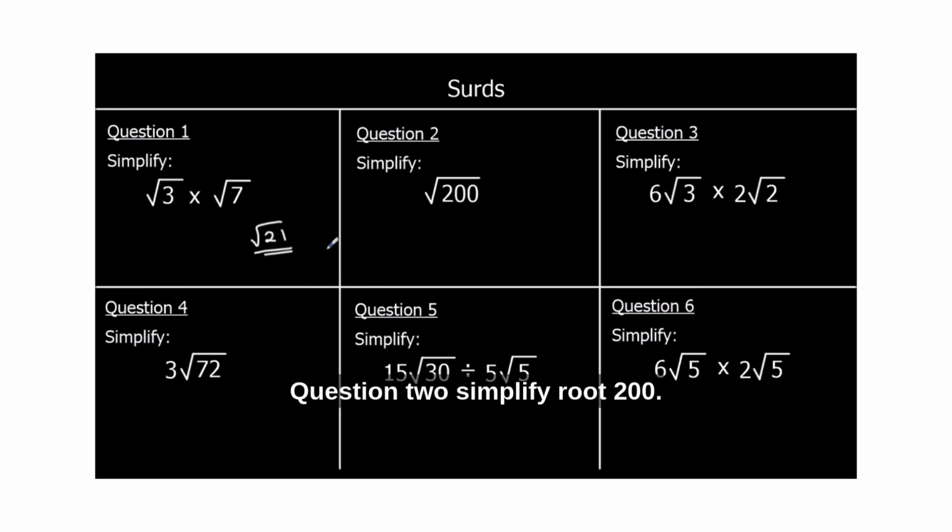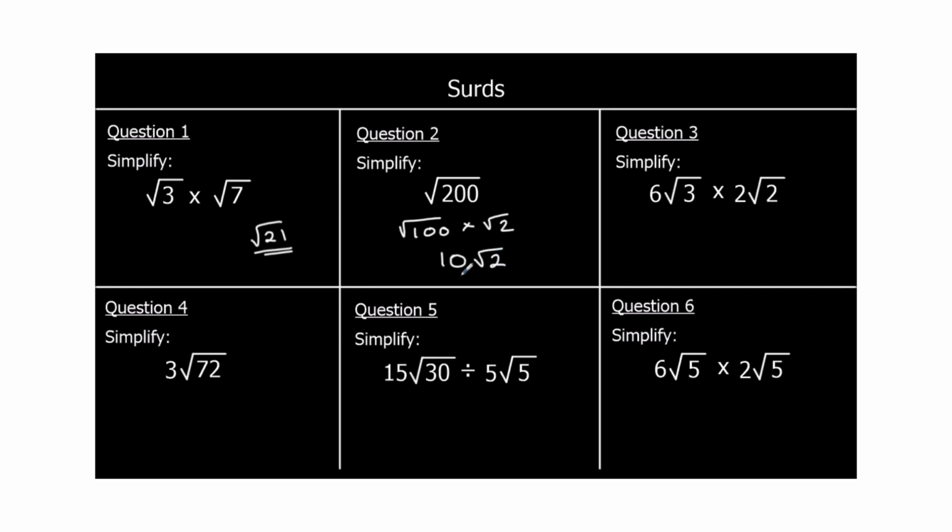Question 2, simplify root 200. So what square number is a factor of 200? So the biggest one is 100. So we can take 100 out. So root 200 is root 100 times root 2. And root 100 is 10. So we've got 10 root 2.